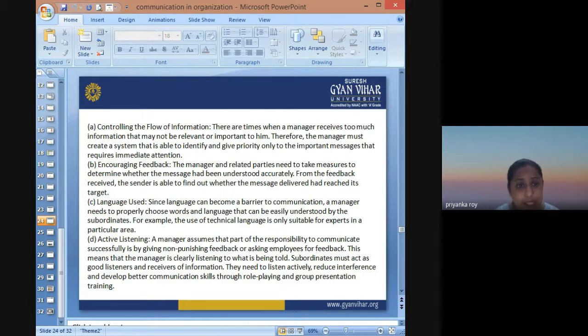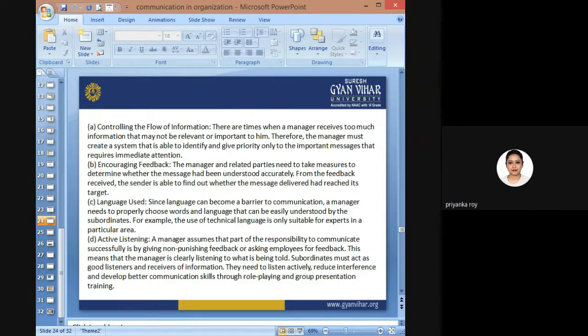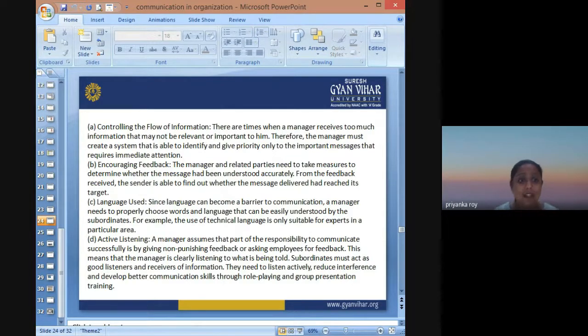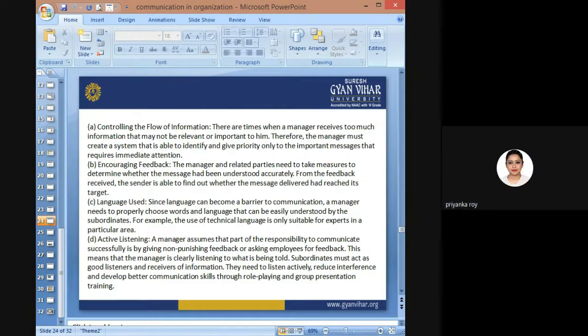Active listening is where the manager assumes part of the responsibility for communicating successfully by giving non-punishing feedback or asking employees for feedback. It means that the manager is clearly listening to what is being told. Subordinates must act as good listeners and receive the information. They need to listen actively, reduce interference, and develop better communication skills through role playing and group presentation training.